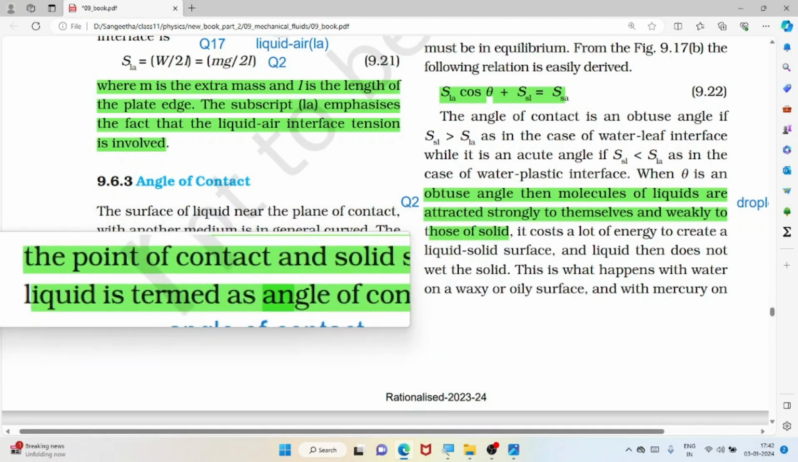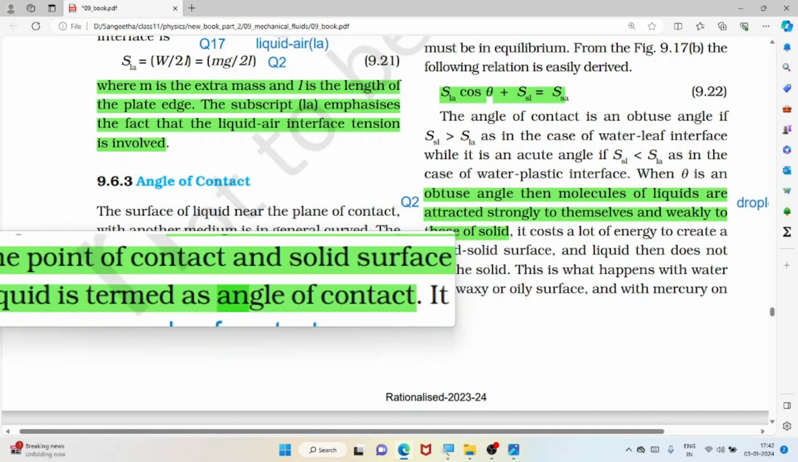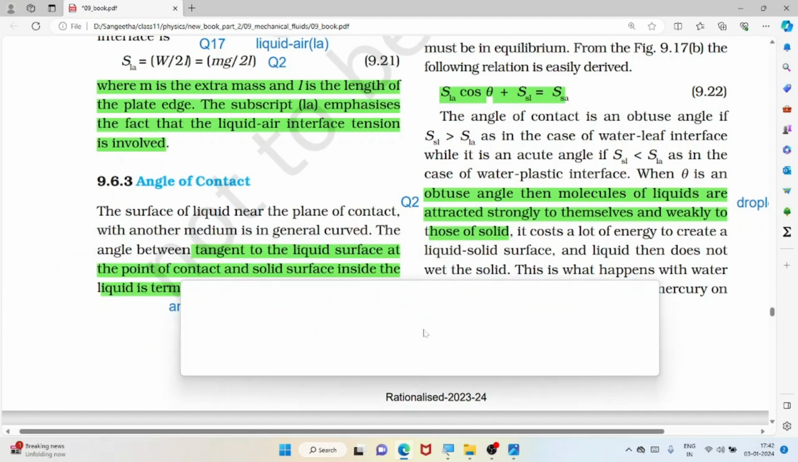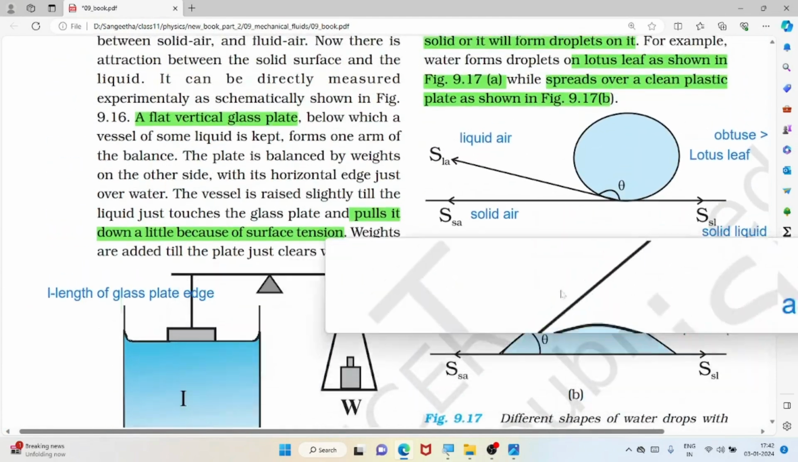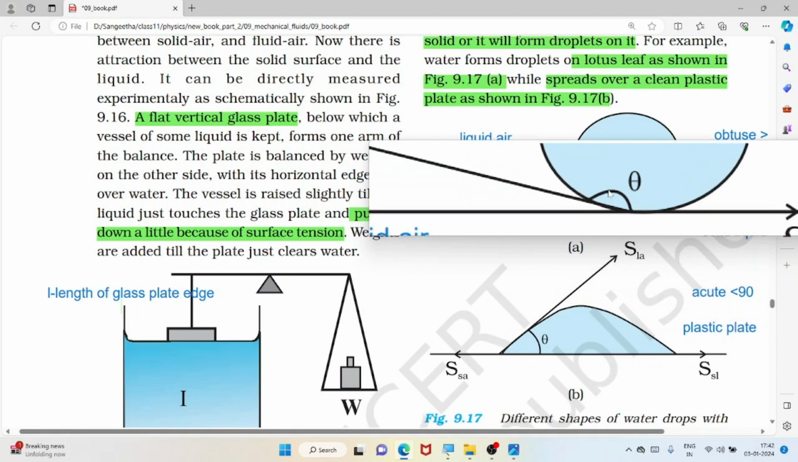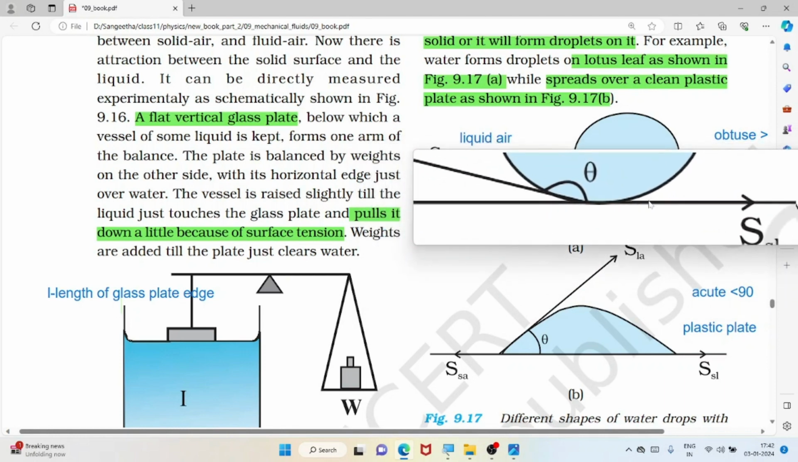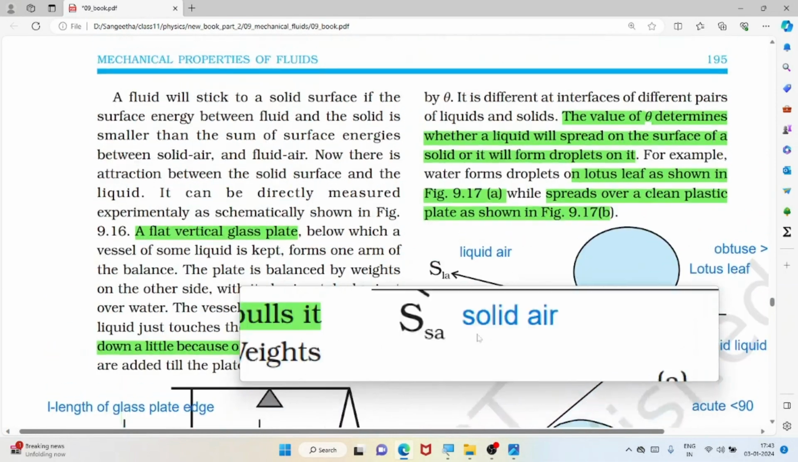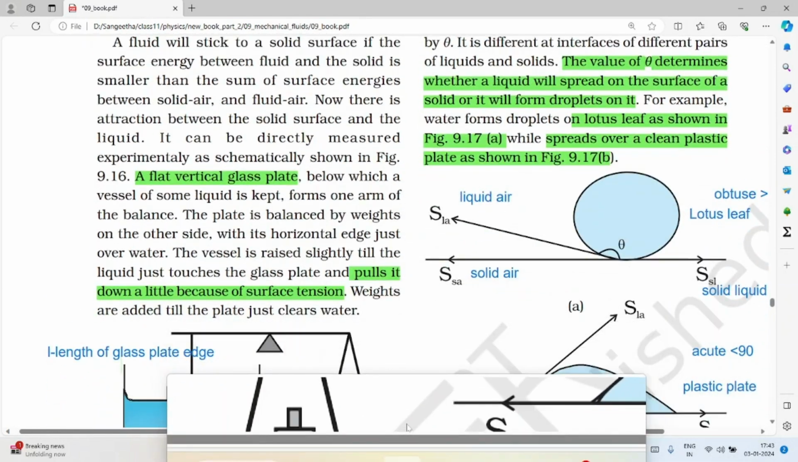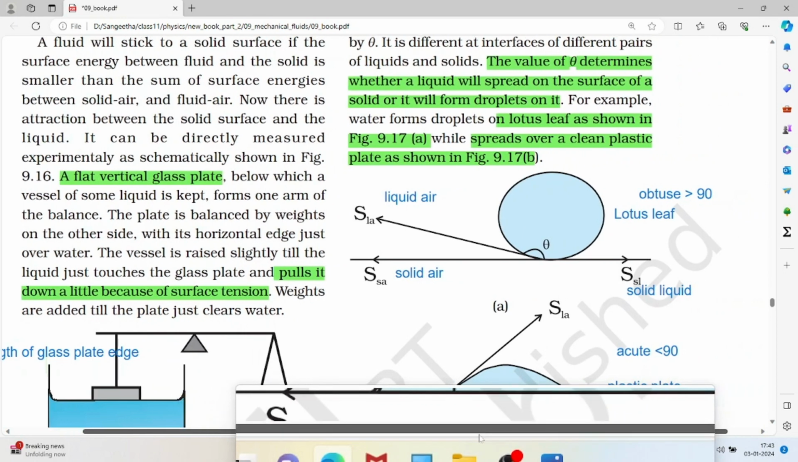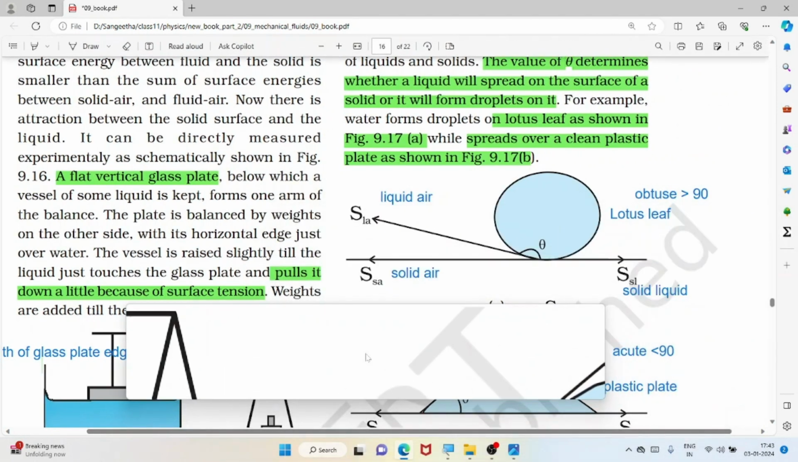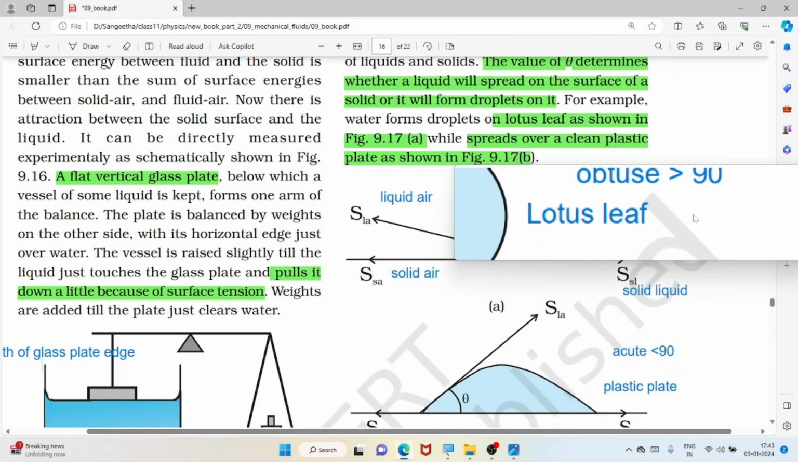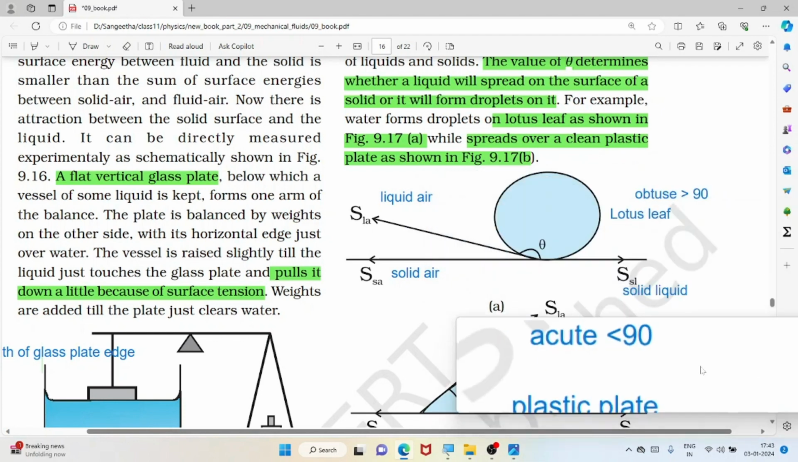The tangent to the liquid surface at the point of contact on the solid interface, inside the liquid, makes an angle, the angle of contact. This is the angle of contact, between the tangent and the solid interface. This is an obtuse angle, that is, greater than 90, like mercury, or water on a lotus leaf.